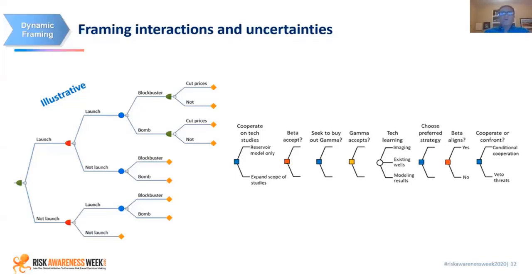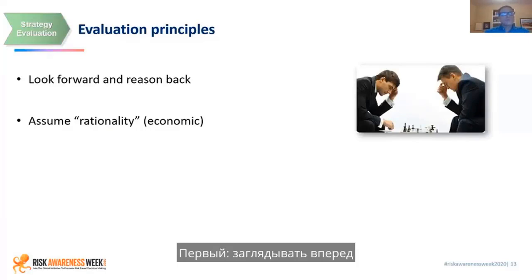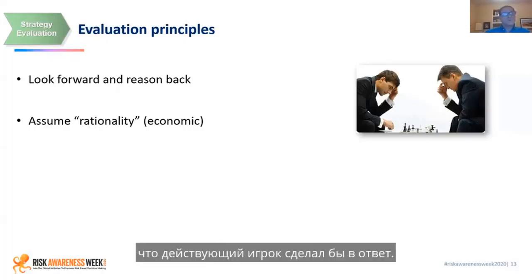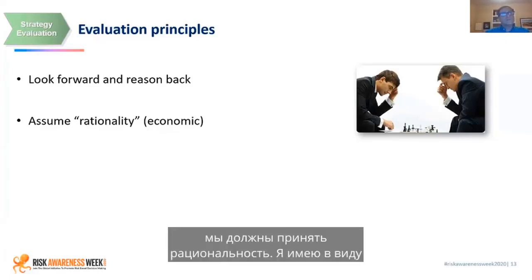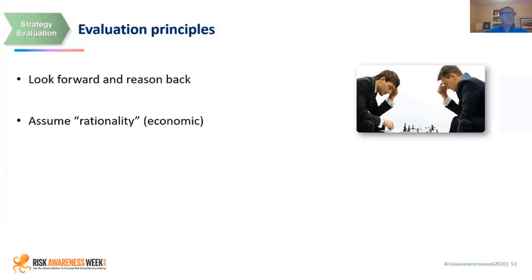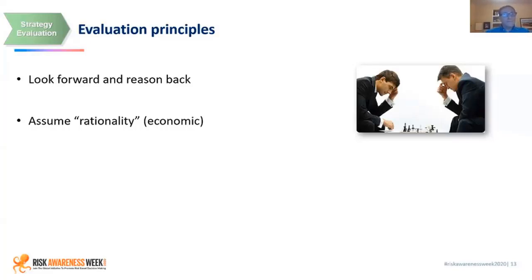But this gives us a way of really laying things out in a practical way for everybody. When we move to evaluation, we're using 2 principles. The first is to look forward and reason back, much like you would in a game of chess. So in the example between the entrant and incumbent, we talked about how the entrant had to look forward and think through, well, what would the incumbent do in response, and therefore what should I do? The second evaluation principle is that we have to assume rationality, and I mean economic rationality, not psychological. Each of the players has to try to maximize their own payoffs in the game.